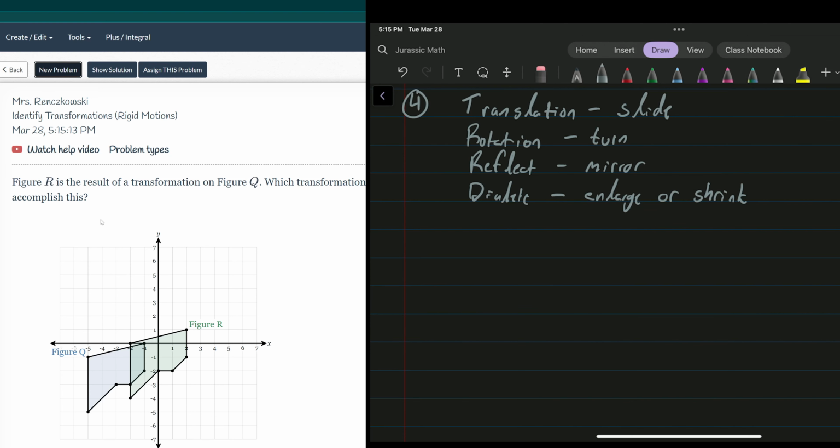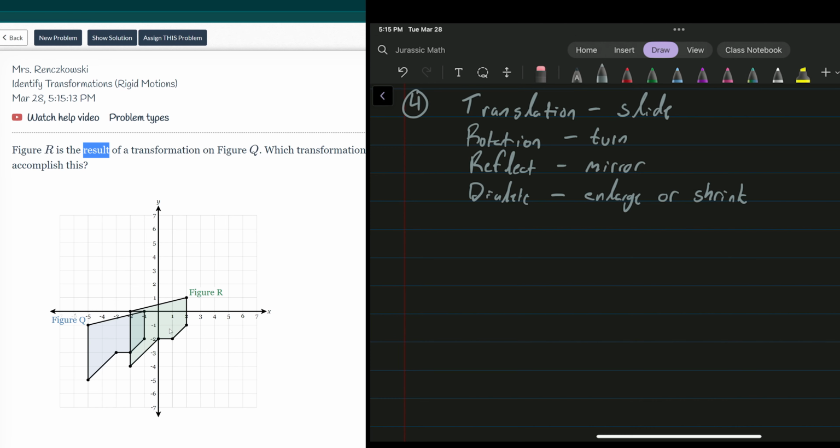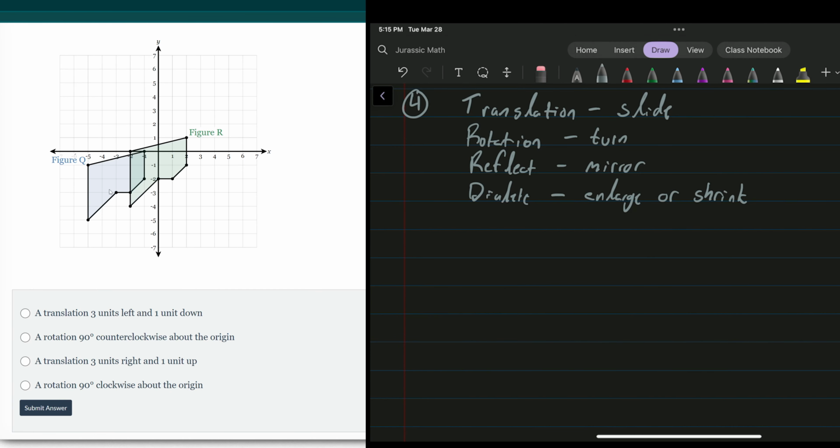Let me make sure I read it correctly. Figure R is the result. So R is going to be the end. So we start at Q. We have to go to R. So once again, we have a rotation or a translation. Since we're starting with Q, going to R, it is definitely not a rotation. It didn't turn at all.